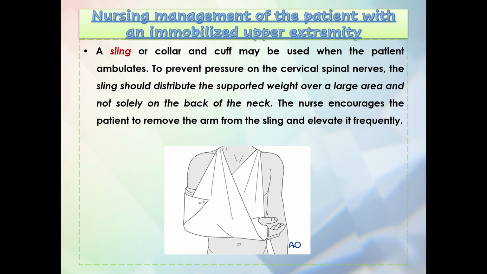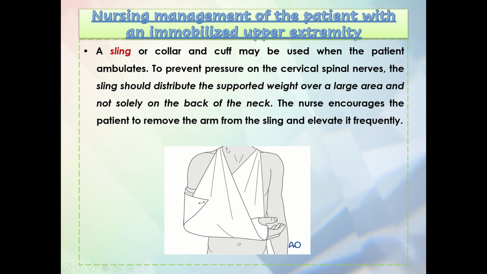Now, ano yung nursing management natin sa pasyenteng with an immobilized upper extremity? So, ano yung ating mga dapat malaman? So, a sling, just like this one, or a collar and cuff may be used when the patient ambulates to prevent pressure on the cervical and spinal nerves. The sling should distribute the supported weight over a large area and not solely on the back of the neck.